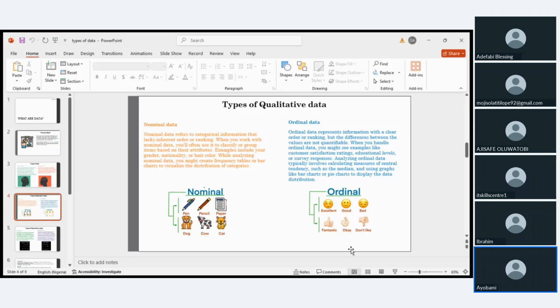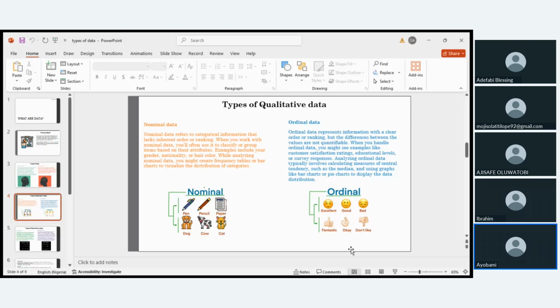That was why I had to use the example of white and black. For instance, male and female. A man is not greater than a woman, and a woman is not greater than a man, right? So they are in nominal categories.